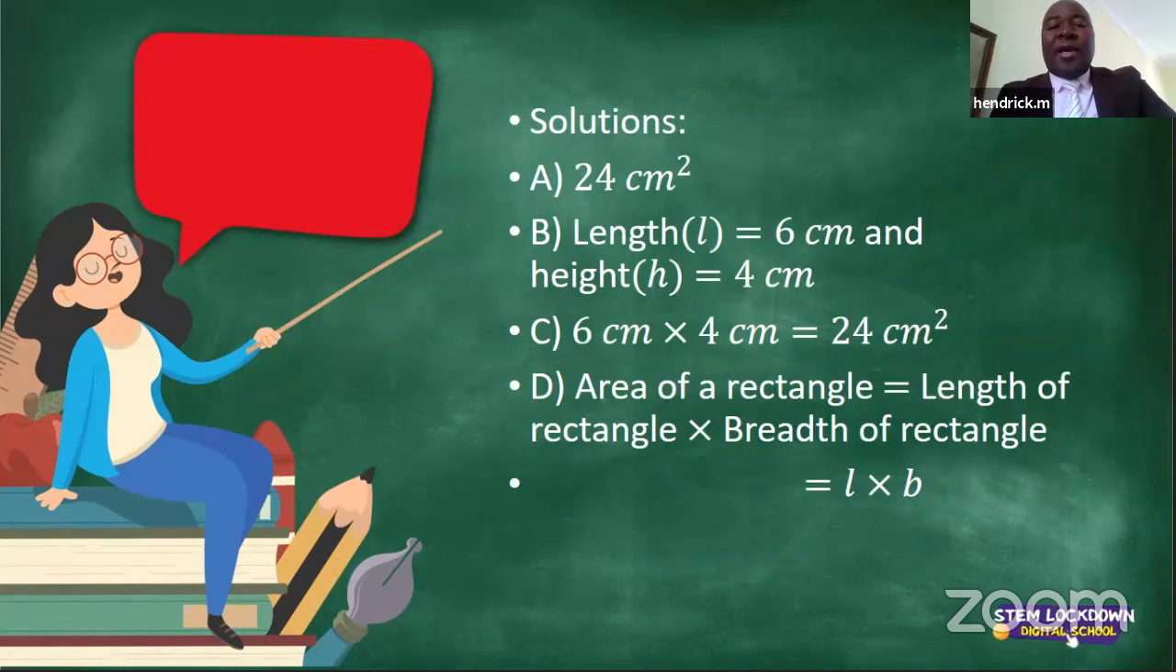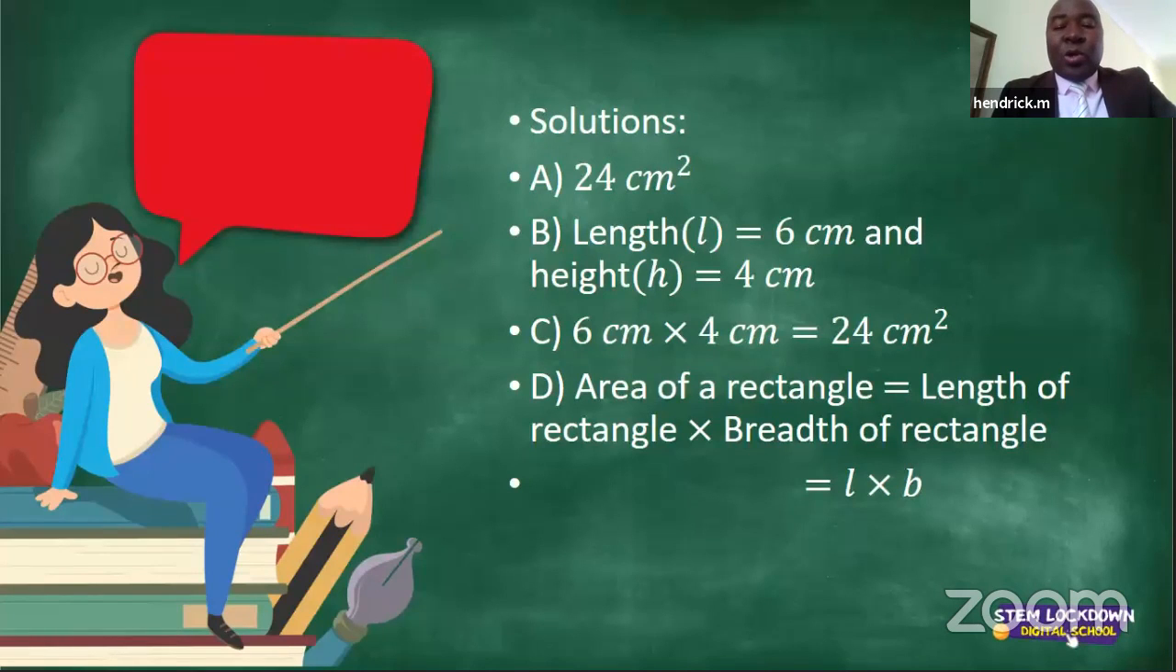So of course, your solutions are there. The first one, you've got 24 centimeters, and in C, you also have 24. So the conclusion that we can make is that the area of a rectangle is equal to length times breadth, which is L. Sir, I can't hear you properly. All right, let me repeat.